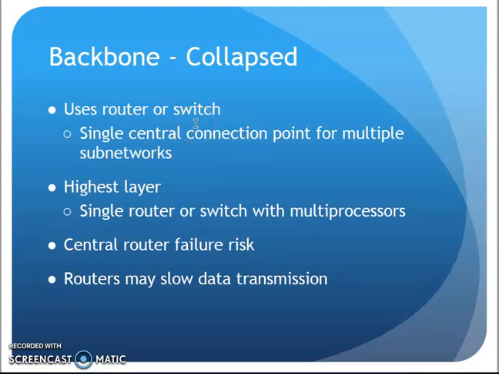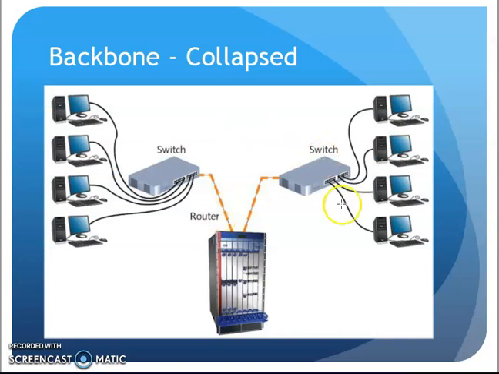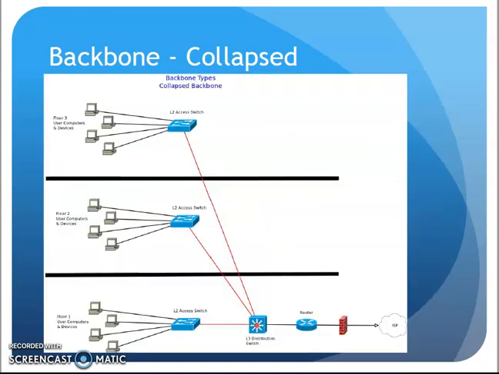Collapsed backbone. A lot of companies use a collapsed backbone. This is kind of the middle of the road. It takes pieces from both, if you will. Here's another example using my 3-floor example. What happens now is, instead of going switch to switch to switch or adding routers on each, I have all these switches connecting to one device here.